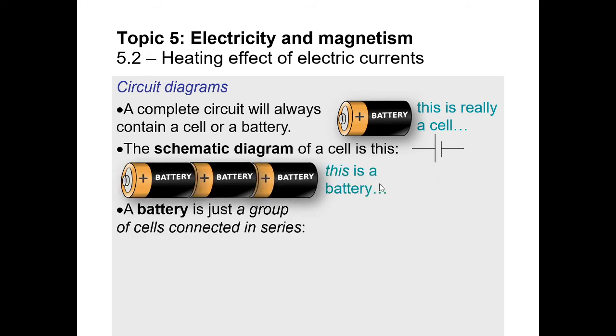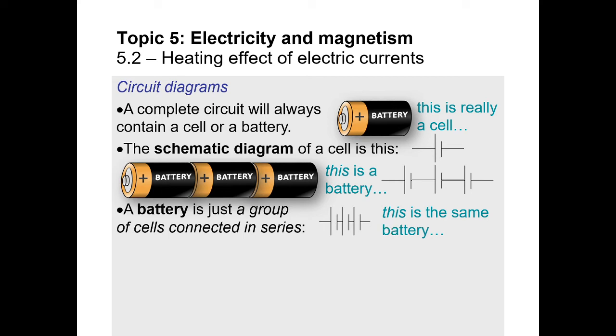Now, if you have multiple cells attached back to back, that's what we really call a battery. Each one of these cells is rated at 1.5 volts. So if you stick 3 batteries or 3 cells back to back, that would be 1.5 plus 1.5 plus 1.5 volts, giving you 4.5 volts. Now, you can either draw it like this and have three of these cells back to back, which is not incorrect.